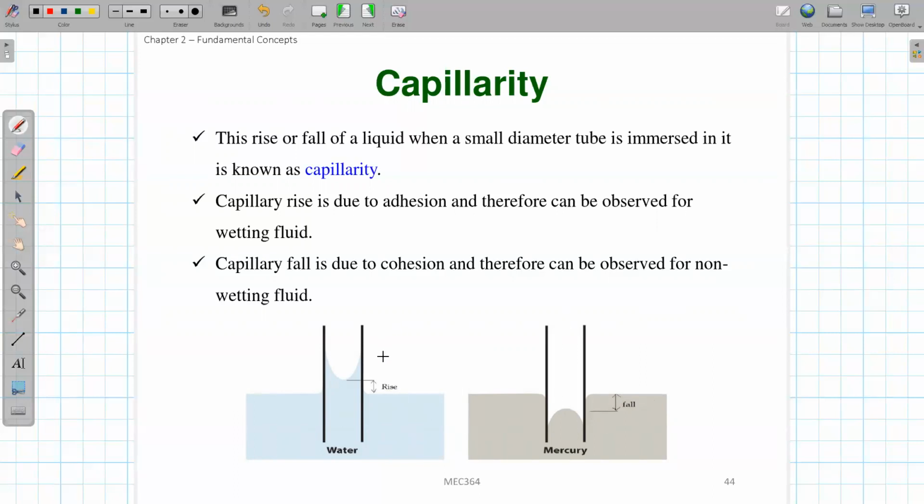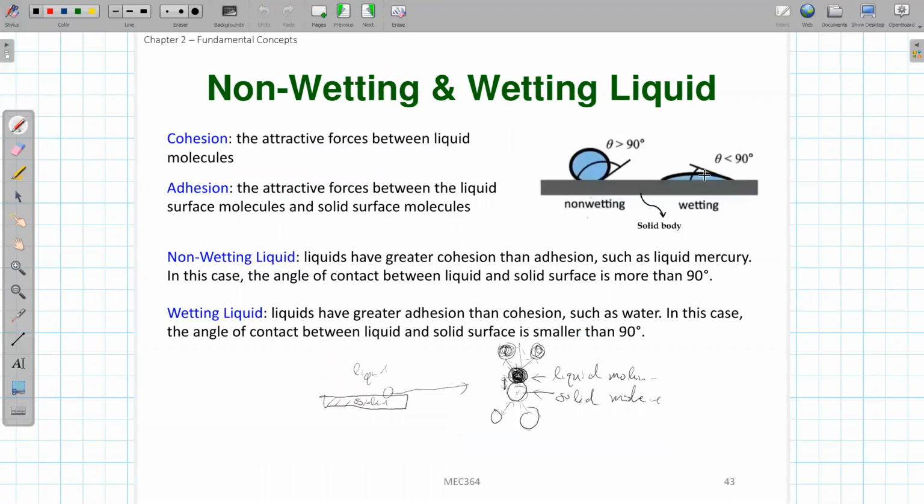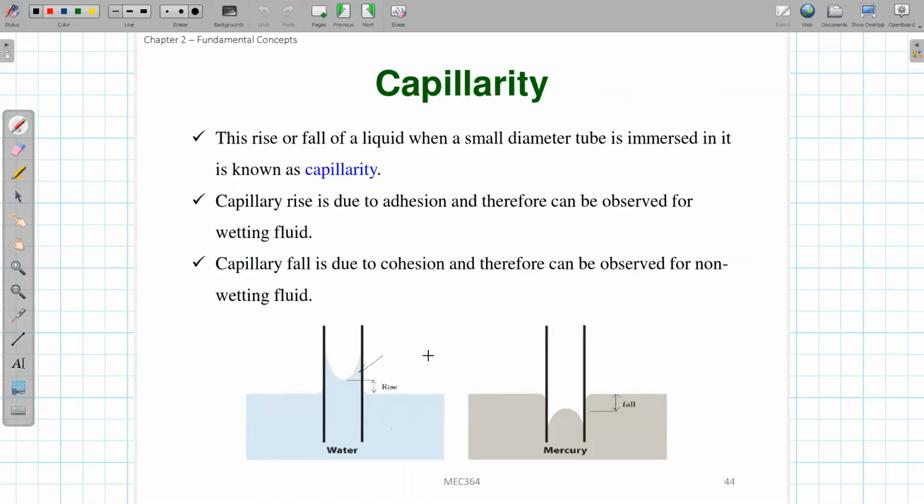Why? What is this due to? In this case, should this be a wetting or non-wetting fluid? Anyone tell me? Anyone? Just guess. It should be this one or this one. Would it be wetting? Yeah, you are correct. So this will be a wetting fluid.